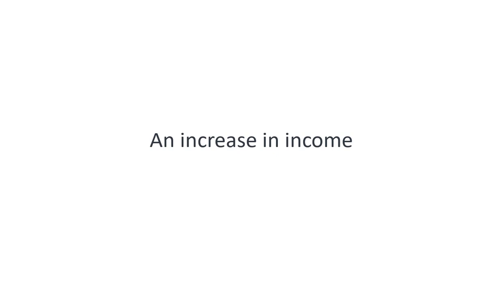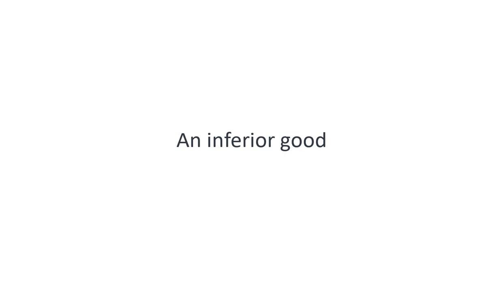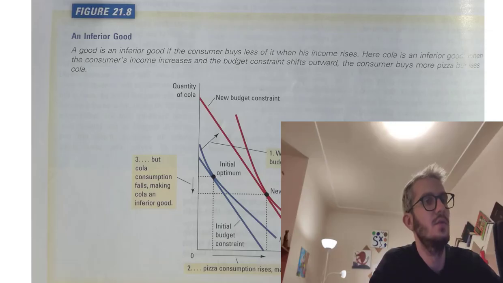An increase in income. When the consumer income increases, the budget constraint shifts out. If both goods are normal goods, the consumer responds to the increase in income by buying more of both of them. Here the consumer buys more pizza and more cola. An inferior good is one that the consumer buys less of when his income rises. Here cola is an inferior good: when the consumer's income increases and the budget constraint shifts outward, the consumer buys more pizza but less cola.